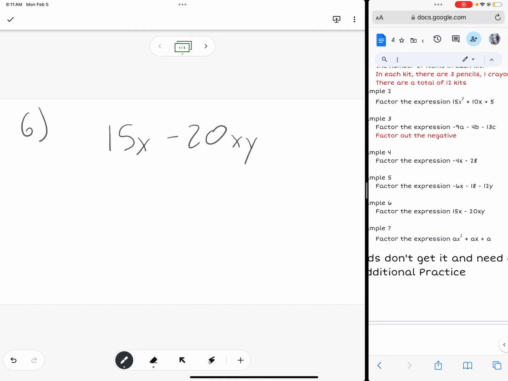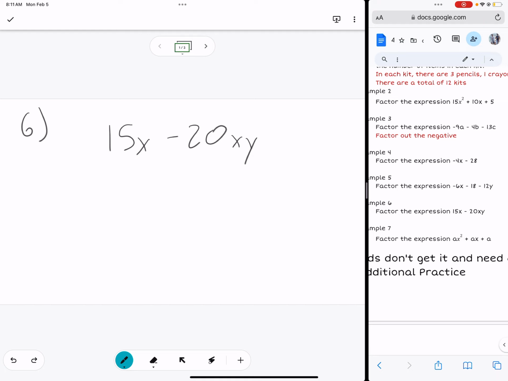But what do both terms have in common? They can both be divided by 5, but also by x, right? When you have two variables or two letters next to each other, what operation does that represent? Multiplication. So when you have a constant and a variable, or two variables like this, you assume it's multiplication. So if you have variables that are being multiplied, you can actually factor out letters.